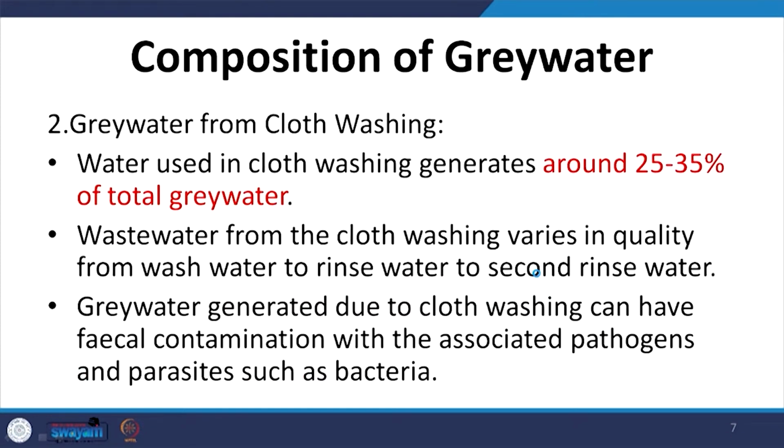The next is grey water which is coming from washing of clothes. Again, around 25 to 35% of the total grey water is generated from cloth washing. And here also we see that this particular grey water contains a substantial amount of chemical contaminants, pollutants, because of the presence of detergents and soaps in them.